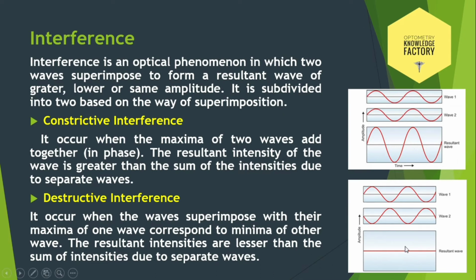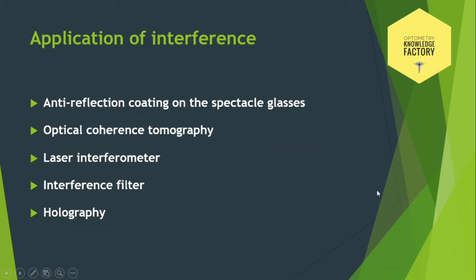This diagram is about destructive interference, in which the maxima of wave 1 correspond with the minima of wave 2, but the intensity of the resultant wave is lesser than the sum of the intensities due to wave 1 and wave 2. Applications of interference: anti-reflection coating on spectacle glasses, which uses the principle of destructive interference, optical coherence tomography, laser interferometer, interference filter and holography.